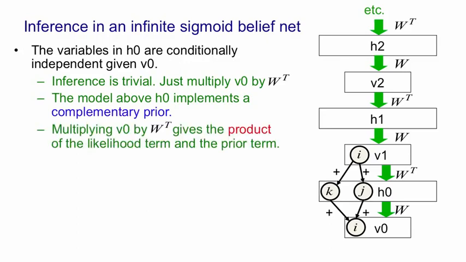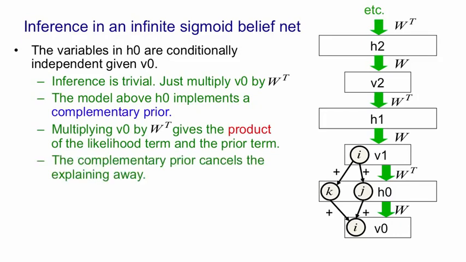So what's really going on is that when we multiply V0 by the transpose of the weights, we're not just computing the likelihood term, we're computing the product of a likelihood term and a prior term. And that's what you need to do to get the posterior. It normally comes as a big surprise to people that when you multiply by W transpose, it's the product of the prior and the likelihood you're computing. So what's happening in this net is that the complementary prior implemented by all the stuff above H0 exactly cancels out explaining away and makes inference very simple. And that's true at every layer of this net.